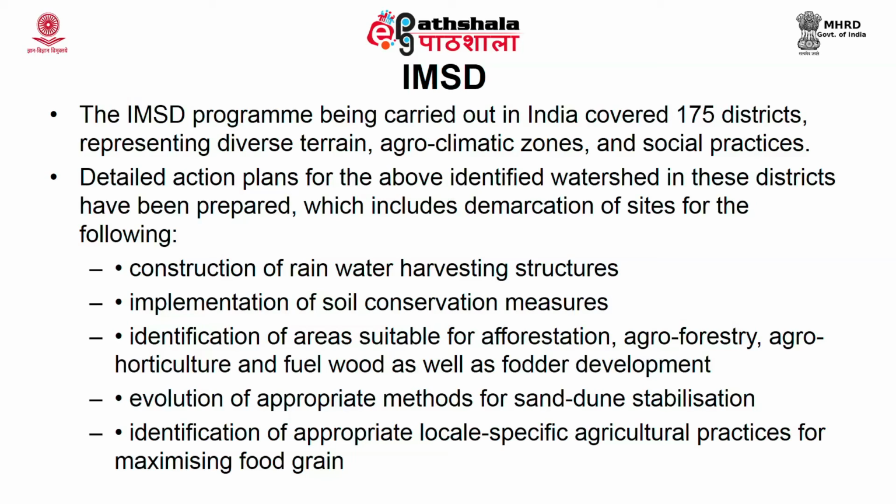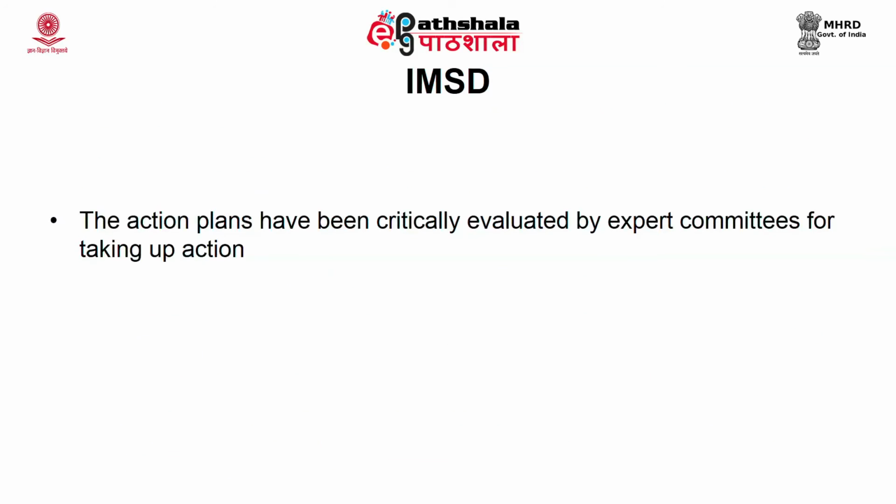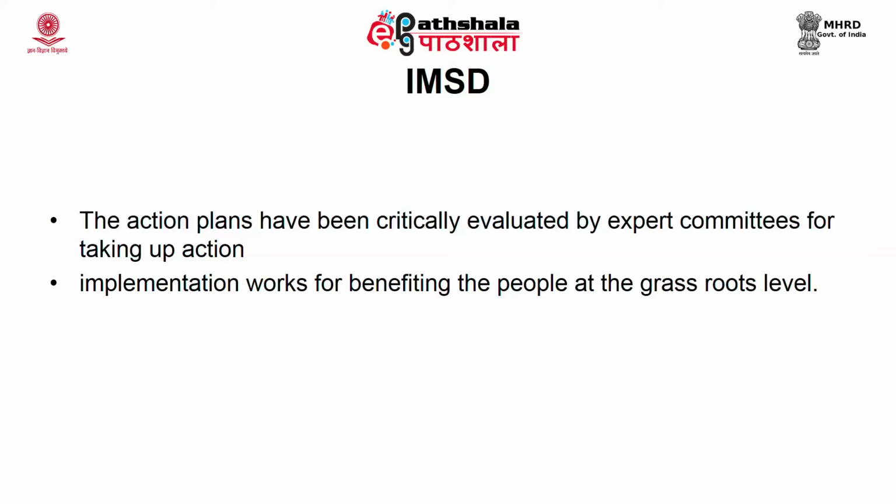First is construction of rainwater harvesting structures, implementation of soil conservation measures, identification of areas suitable for afforestation, agroforestry, agrohorticulture and fuel wood as well as fodder development. It also includes evolution of appropriate methods for sand dune stabilization and identification of appropriate locale specific agricultural practices for maximizing food grains. The action plans have been critically evaluated by the expert committees for taking up implementation work for benefiting the people at the grassroots level.